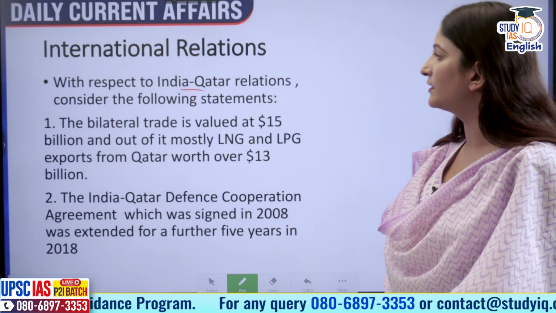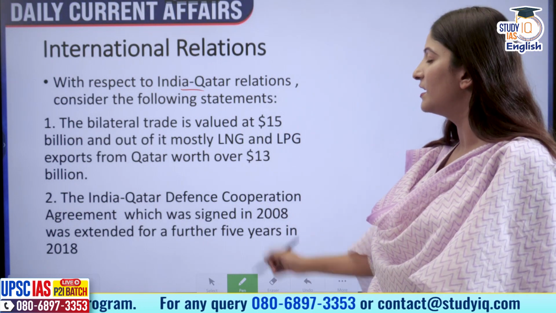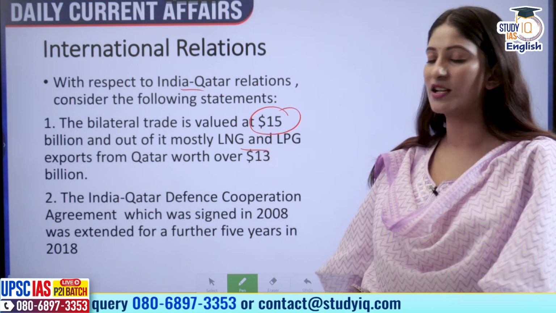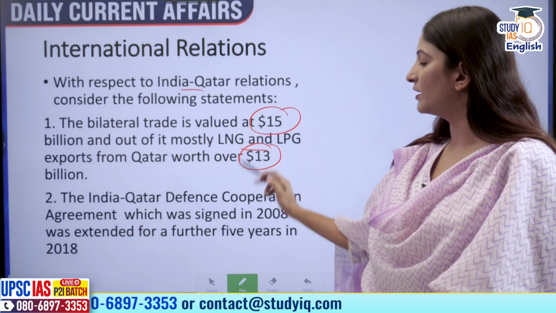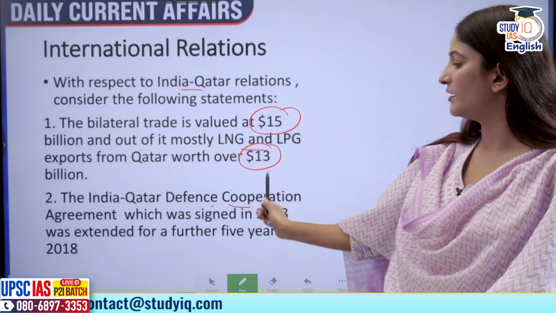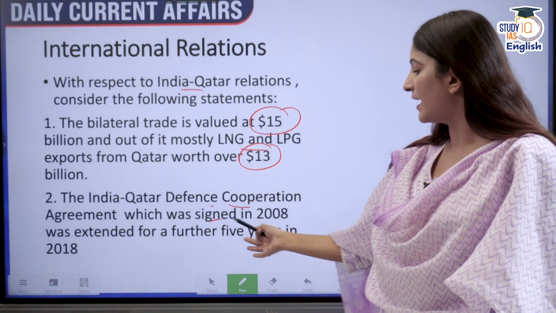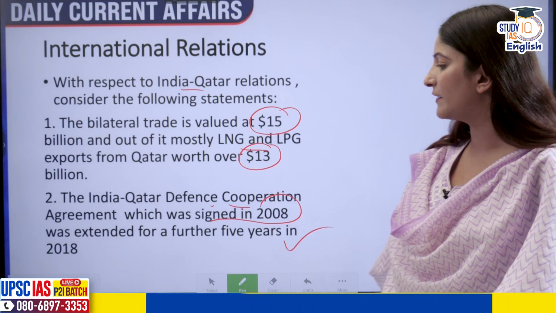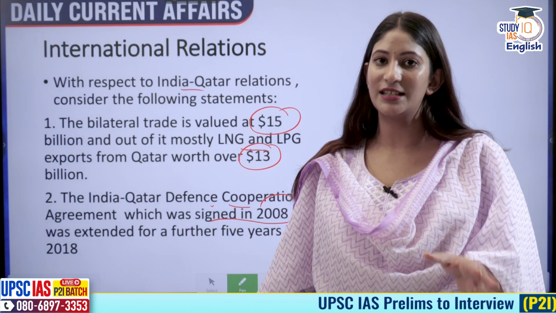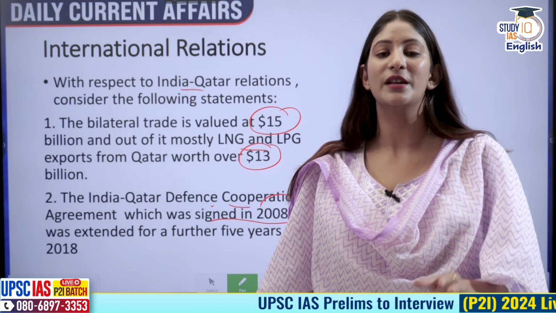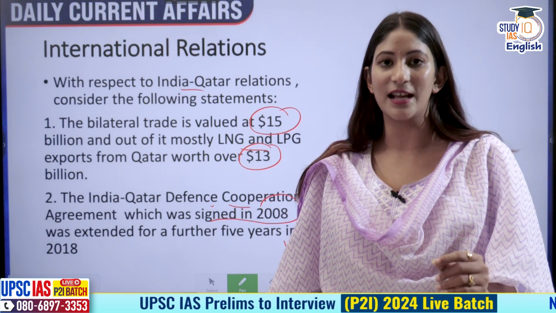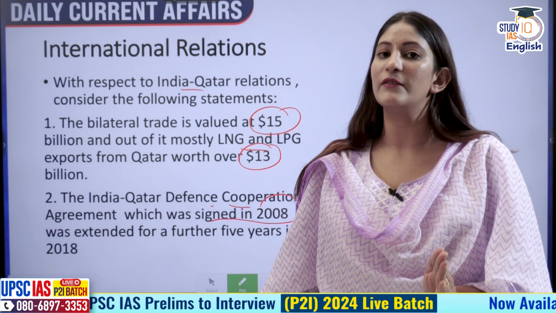With respect to India-Qatar relations, consider the following statements. The bilateral trade is valued at $15 billion, and out of it, mostly LNG and LPG exports from Qatar, worth over $13 billion, are there. The India-Qatar Defence Cooperation Agreement, which was signed in 2008, was extended for a further 5 years in 2018. So with respect to these statements, we have to see which statement or statements are correct. See, recently the Qatar court has provided a death sentence to ex-Indian Navy officers.